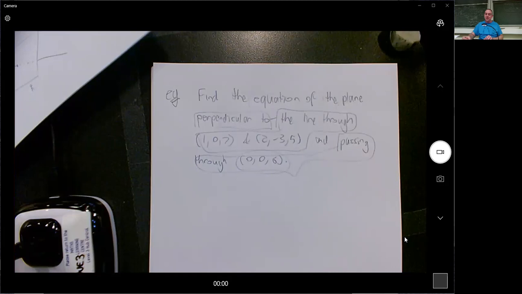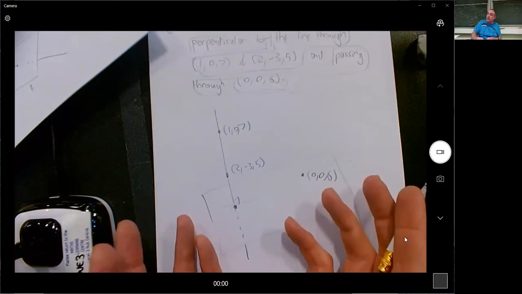Finding the equation of the plane perpendicular to the line through 1, 0, 7 and 2, -3, 5 and passing through 0, 0, 6. Yes. So the grammar of this sentence: we have the equation of the plane, and it's perpendicular to the line passing through 1, 0, 7 and 2, -3, 5, and it passes through this point. That's the information about my plane.